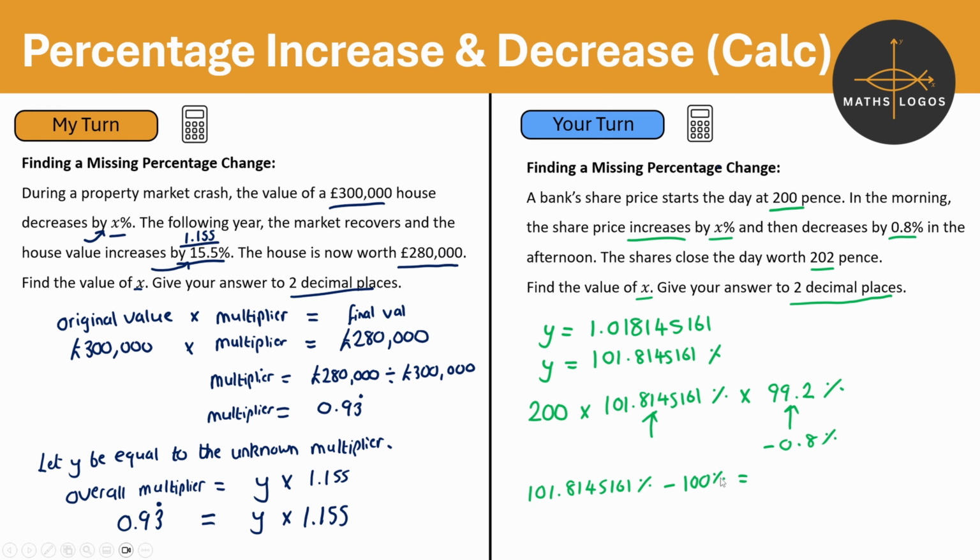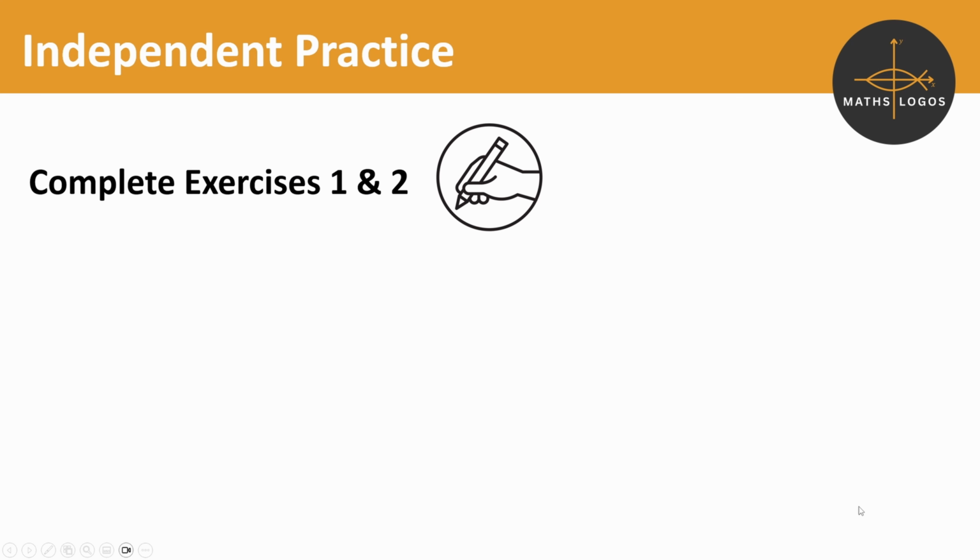And for me, that's already stored in my calculator. So I just need to multiply by 100 to turn it into 101 instead of 1.01. Then take away my 100. And that gives me 1.814516129%. We've got to round that to 2 decimal places. It's 1.81% to 2 decimal places. And that's your final answer.